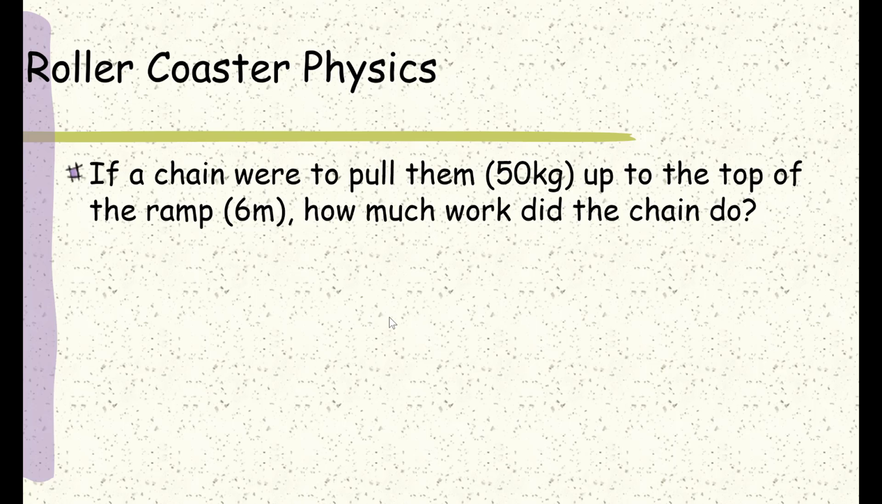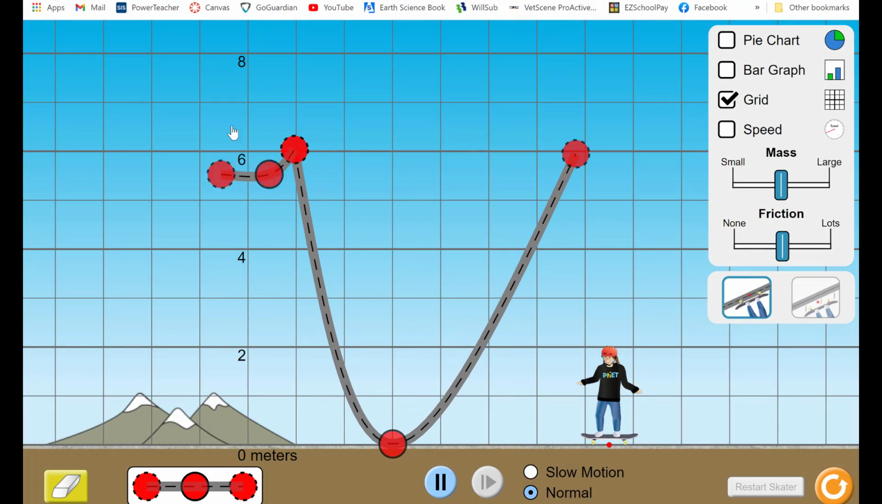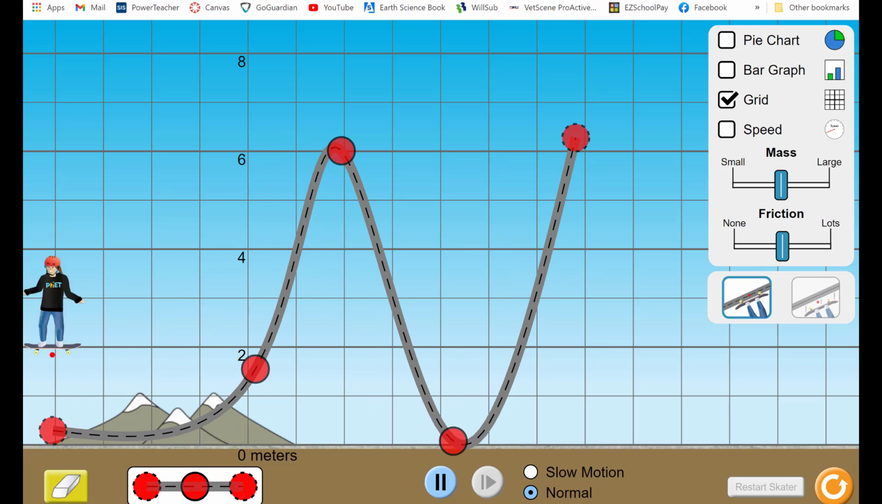All right, so let's try a different tack on this. Let's just kind of tie this in with the work that we've done in the past. Let's say I rearrange this track. So I've added a ramp up to that first hill, kind of like a real roller coaster. You're starting on the ground, and a chain drags that coaster all the way up to the top. So the question is, if we had a person who had a mass of 50 kilograms, was lifted up 6 meters to the first hill, how much work was done?